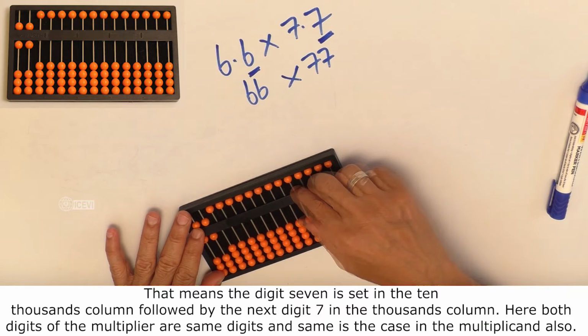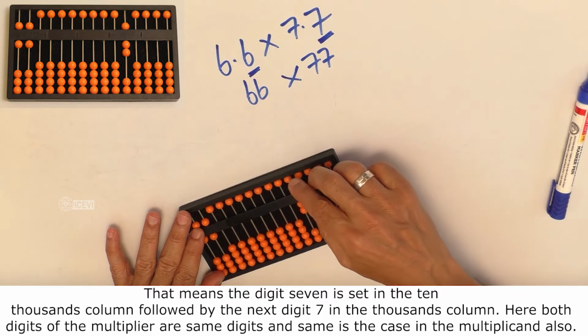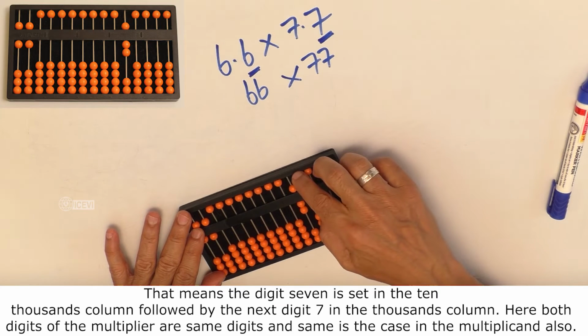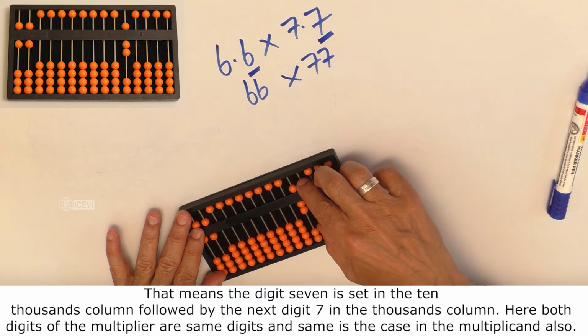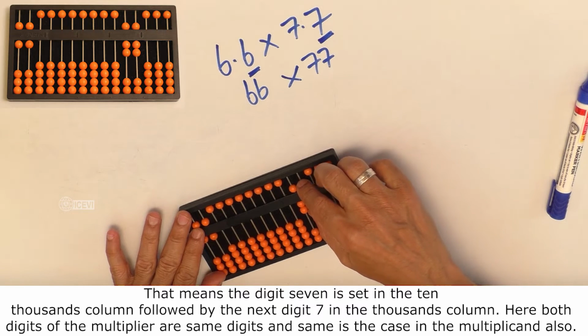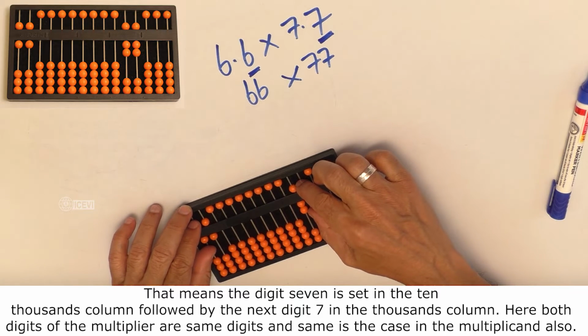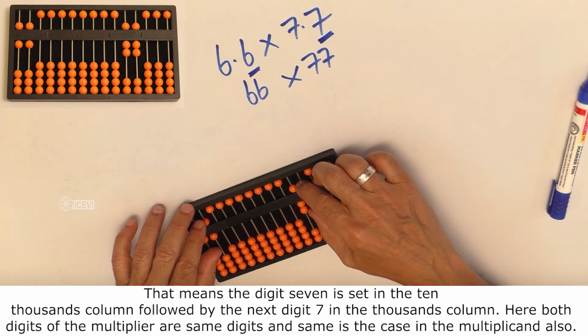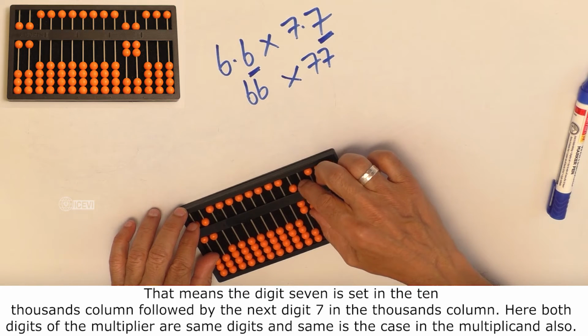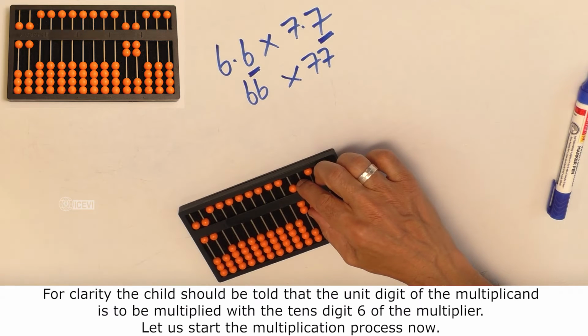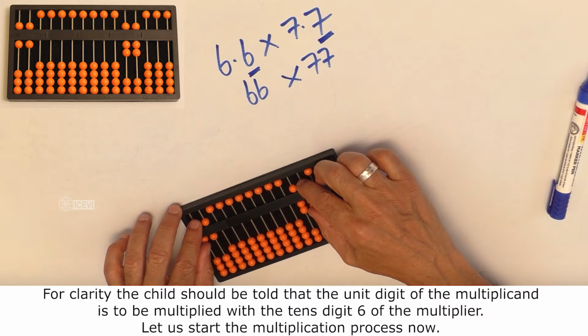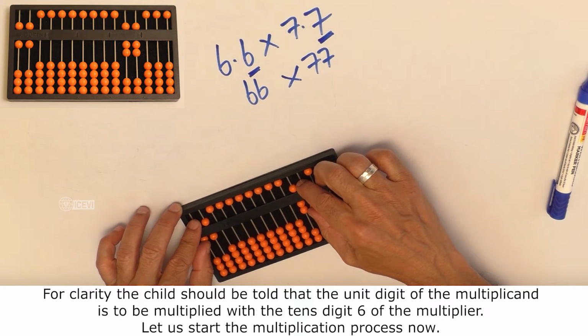That means the digit 7 is set in the 10,000s column, followed by the next digit 7 in the thousands column. Here both the digits of the multiplier are same digits, and same is the case in the multiplicand also. For clarity, the child should be told that the unit digit of the multiplicand is to be multiplied with the tens digit 6 of the multiplier. Let us start the multiplication process now.